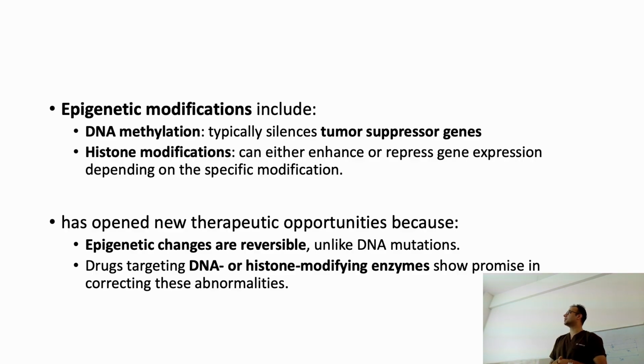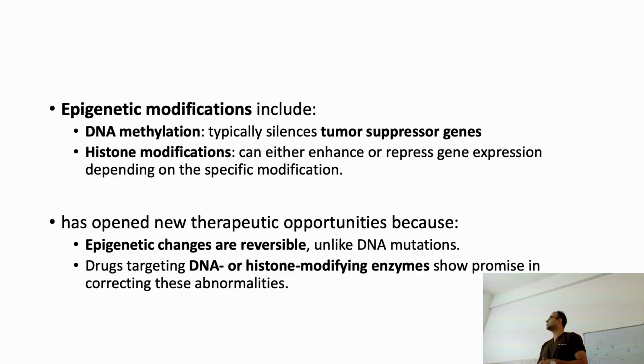Basically, it's the same thing, just a deeper explanation of tumor suppressor genes and proto-oncogenes. This explanation has now opened new therapeutic opportunities. The study of these epigenetic changes is clinically important for the treatment of cancer. Epigenetic changes are termed reversible, unlike DNA mutation, because as we said, the methylation and demethylation process can be stopped, but the aberrant genetic information that the DNA carries cannot be stopped.